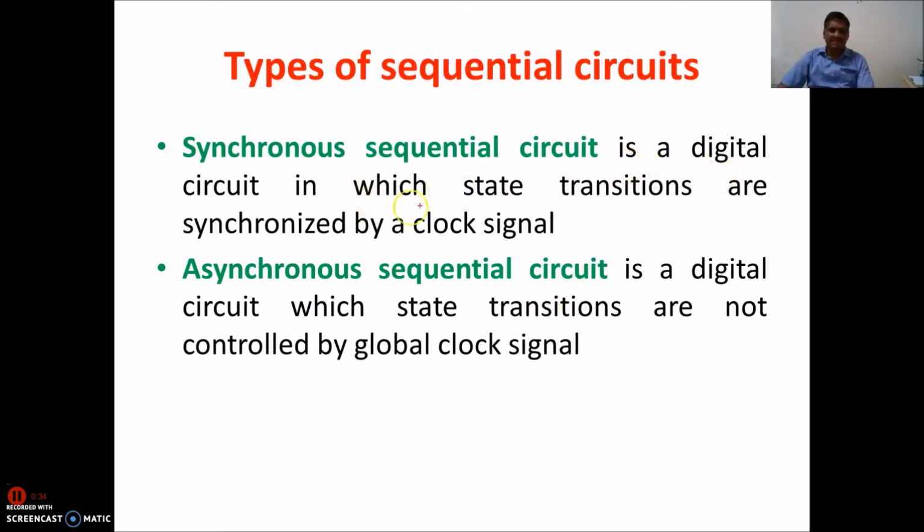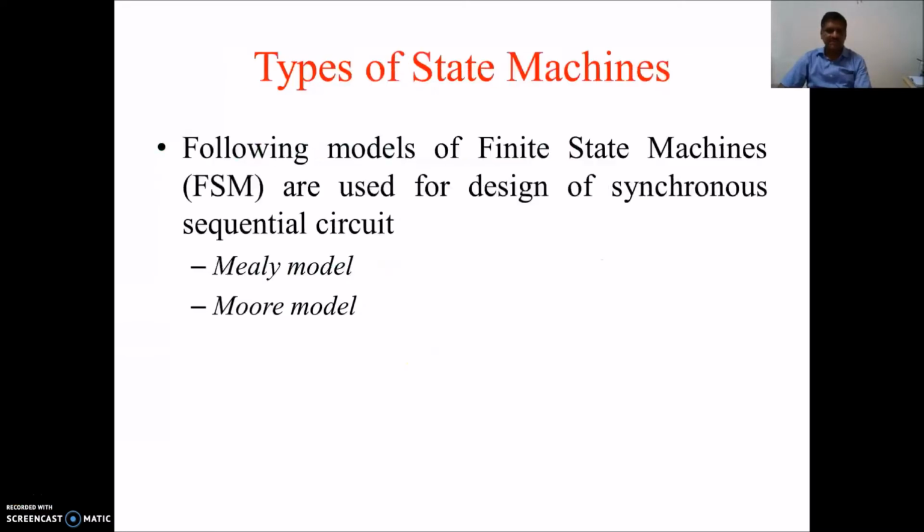It is a digital circuit in which state transitions are synchronized by the clock signal. Means all the flip-flops or all the memory elements available in the circuit change their states at a single instant of time. Whereas an asynchronous sequential circuit is a digital circuit in which state transitions are not controlled by the global clock. Means there may be a clock, but it is not controlled globally. That is the basic difference between synchronous sequential circuits and asynchronous sequential circuits.